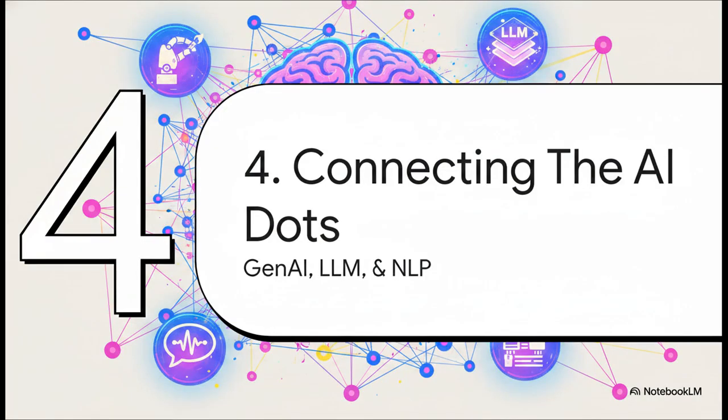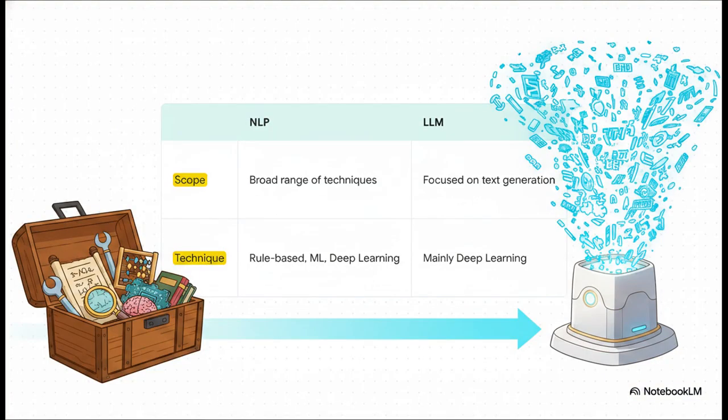So we've got a few acronyms flying around now, right? Generative AI, LLM, NLP. It can get a little confusing. Let's take a second to connect the dots and make it super clear how they all fit together. Okay, NLP versus LLM. Here's the easiest way to think about it. NLP is the entire giant toolbox. It has all sorts of tools for understanding language. And LLM is like the newest, most powerful, state-of-the-art power tool inside that box. It's a specific technique within NLP that's laser-focused on generating new text.